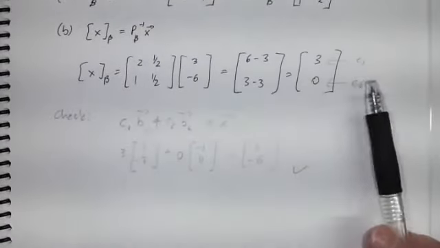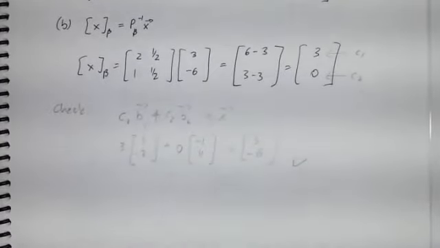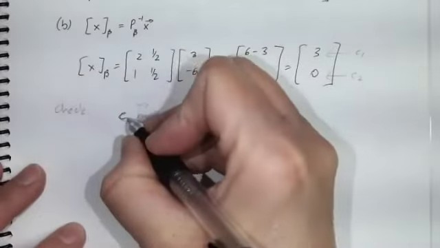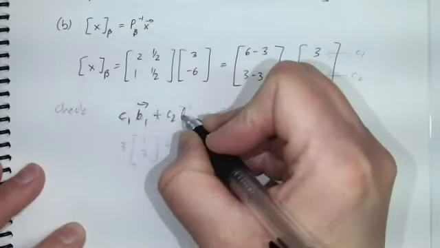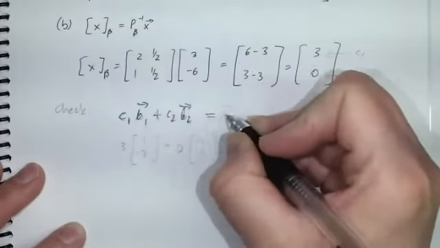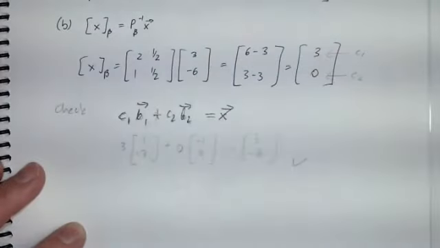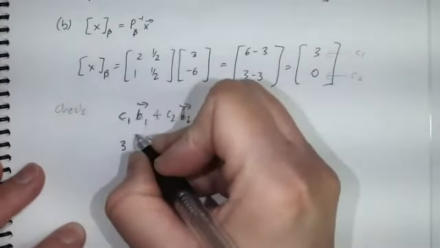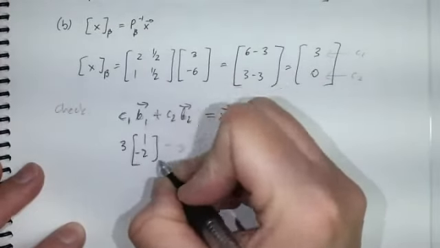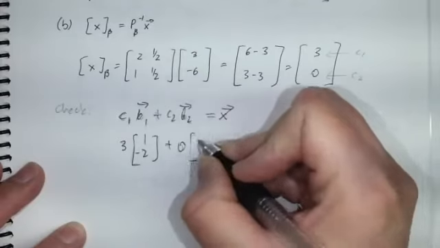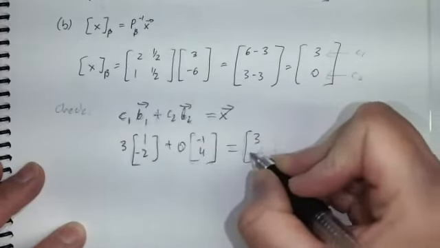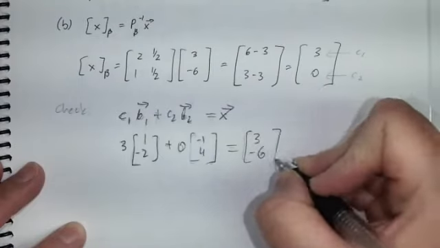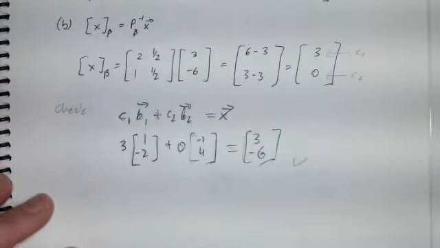And we can easily check that. We check that c1 b1 plus c2 b2 is equal to x. If you multiply, 3 times the vector 1, minus 2, plus 0 times the vector minus 1, 4, that gives me the vector 3 and negative 6, which is my vector x.